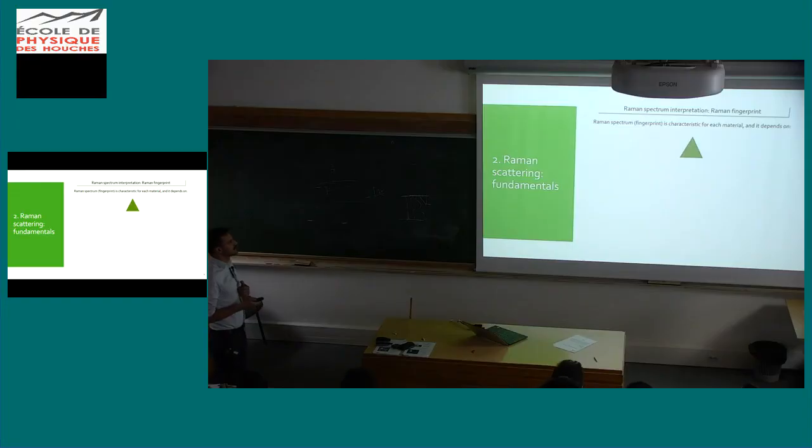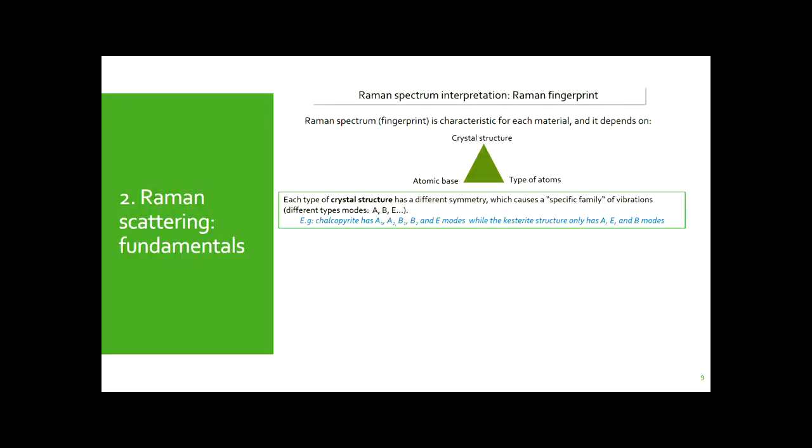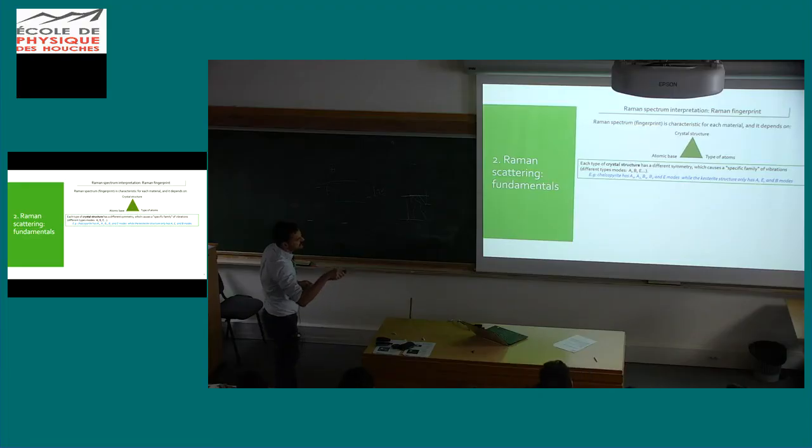Then the Raman spectrum fingerprint is characteristic for each material and basically depends on the crystal structure of the material, of course, the atomic basis, and also the type of atoms you have in your structure. In the crystal structure, because each type of crystal structure has different symmetry, it has a specific family of vibrations and different types of modes: A mode, B mode, E mode. For example, chalcopyrite has all these types of modes.